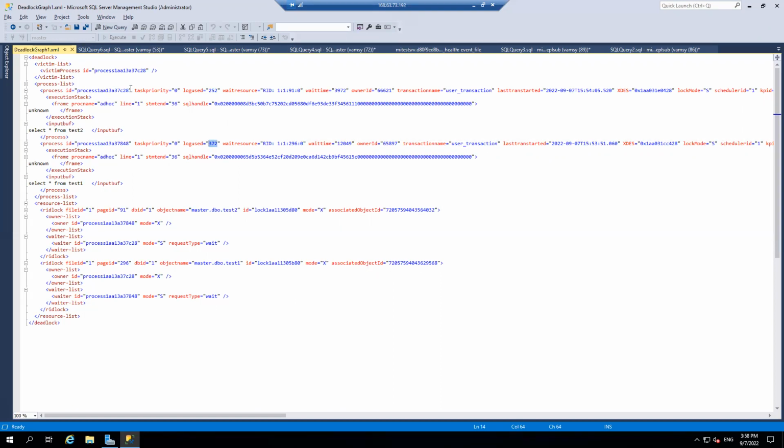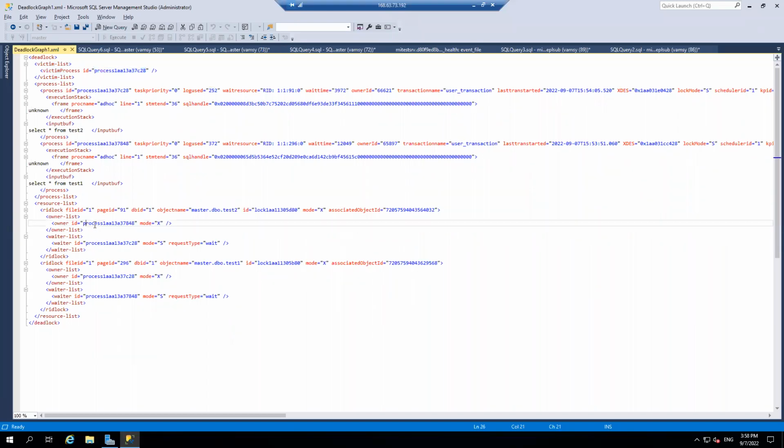Process ID 3A77C28 will get killed because it is using less log usage. So if you see here, under victim list, it is showing 37C28 because my log usage is lesser here. So that is the reason it got picked up and it got killed by SQL Server.